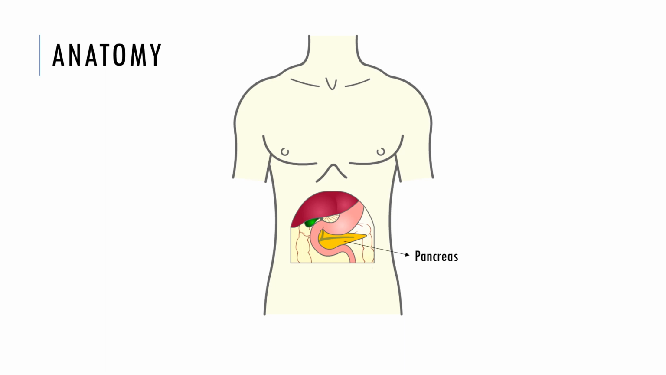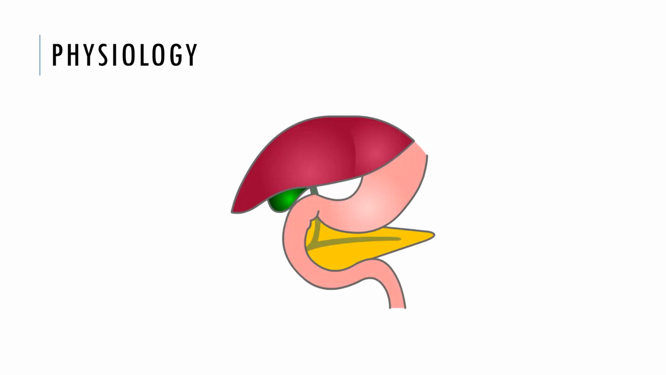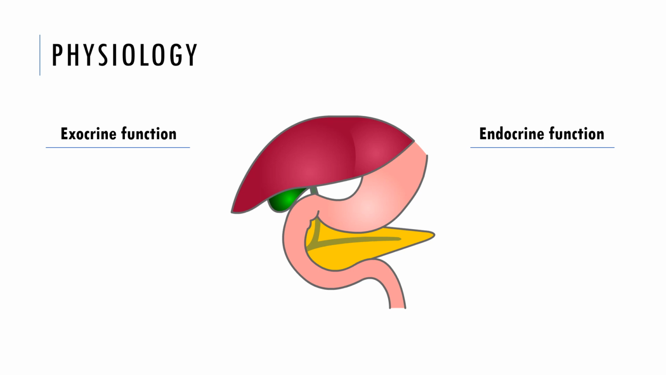The pancreas is an organ located in the middle of the abdomen, behind the stomach. It sits on top of major vessels like the aorta, and it's surrounded by the duodenum. The pancreas has two main functions, an exocrine one and an endocrine.